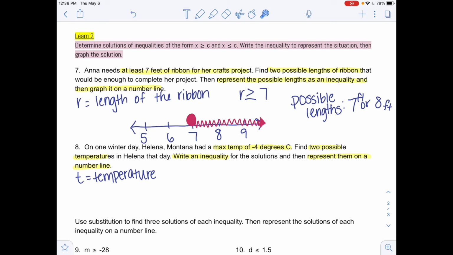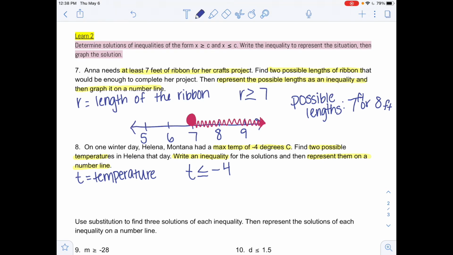If the problem is saying that the max temperature is -4, the maximum, that means that that is the highest that it could be. Any other possibilities would have to be less than or equal to -4 degrees. So in my inequality for my temperature, it would have to be less than or equal to -4. -4 would be the greatest possible temperature. Our temperatures could be anything less than or equal to it.